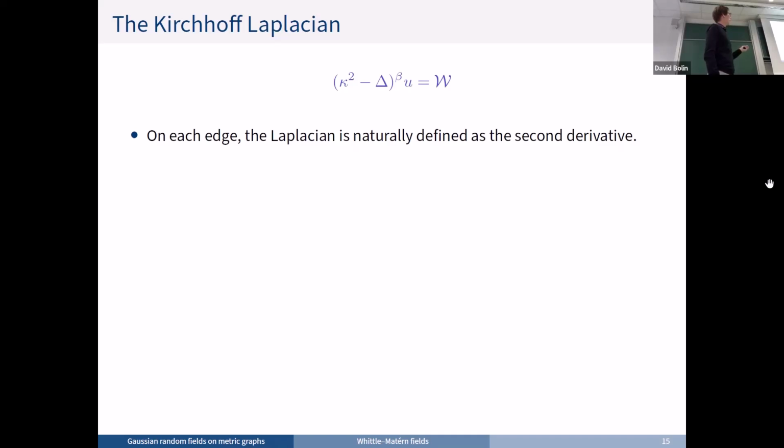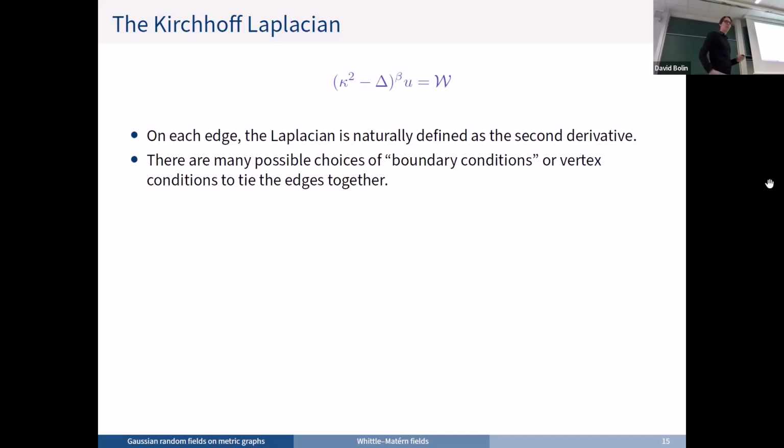The issue is, what do we mean by the Laplacian on a network? Because on R^d, the Laplacian is just the sum of the second partial derivatives. But in this case, if you're on an edge, then you naturally define the Laplacian just as the second derivative on the edge. But then you have these intersections, where the edges meet, and there you have to actually make a choice of how you define the operator at the boundaries or at the vertices.